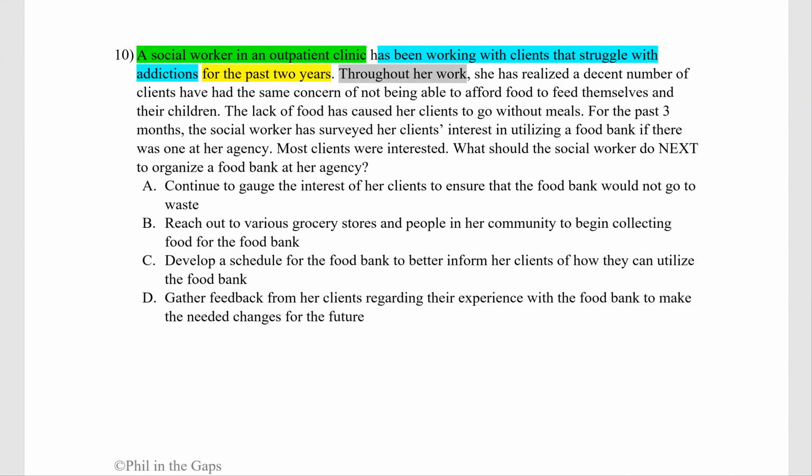Throughout her work, any length of time, hop on top of it because it paints a picture of what we're looking at this given moment.